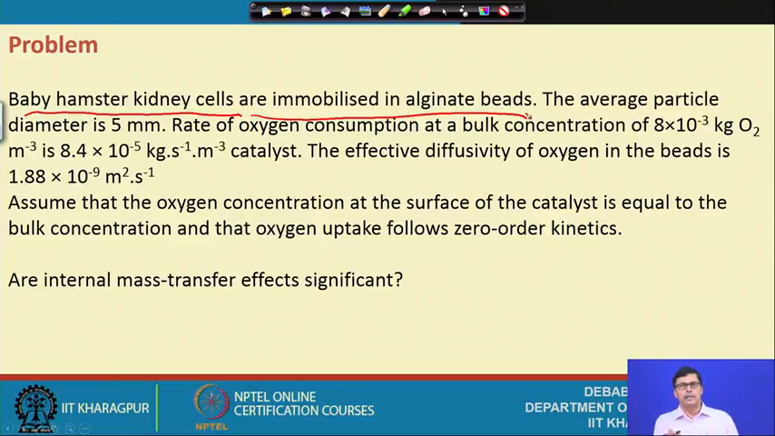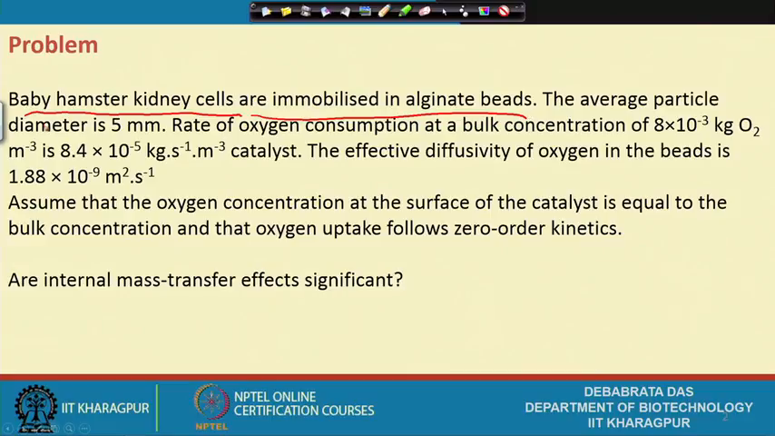I told you about the alginate beads in the previous lectures, how the alginate bead formation takes place. We know sodium alginate is a soluble material. What we can do is make a suspension of the cells in the sodium alginate. Then, drop by drop, if you put it in the calcium chloride solution, alginate bead formation occurs. Then your cells will be entrapped inside the solid matrix. So, this is exactly what is here: baby hamster kidney cells are immobilized in the alginate beads.